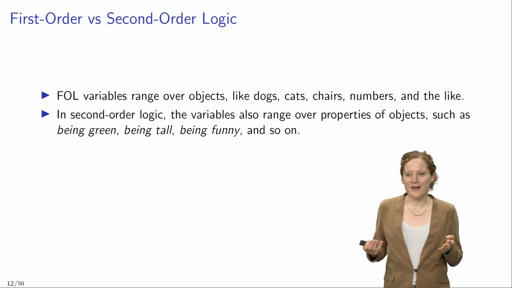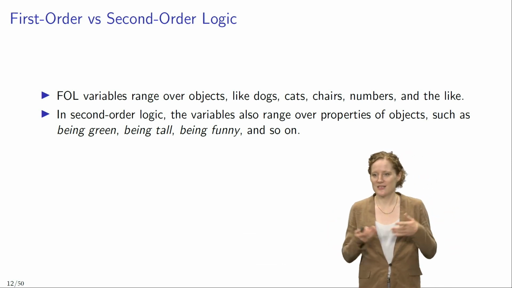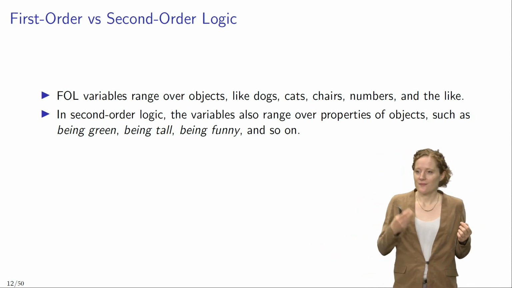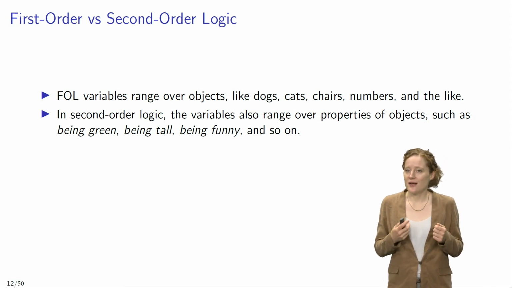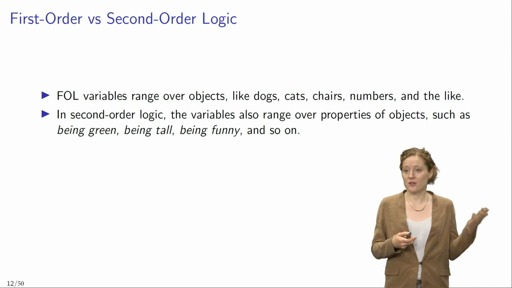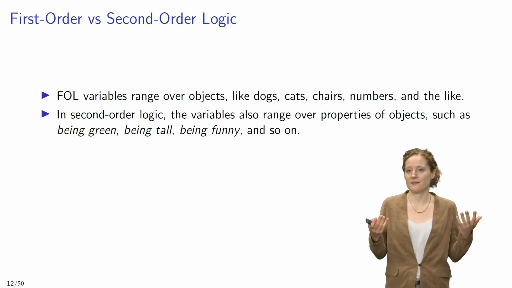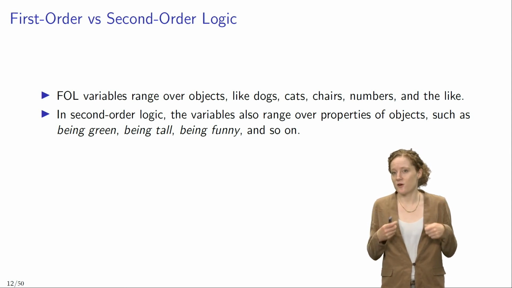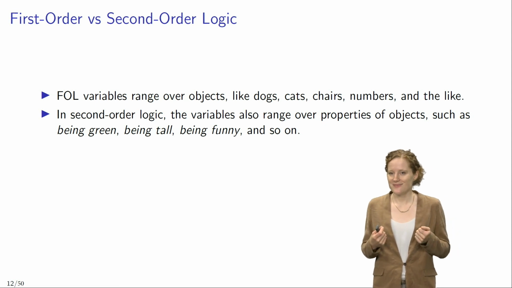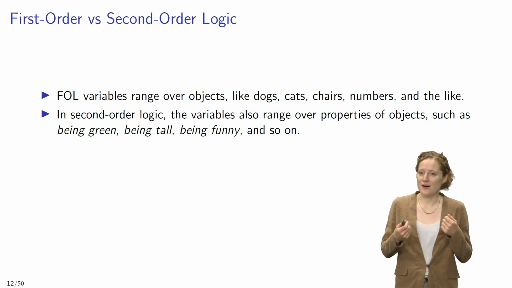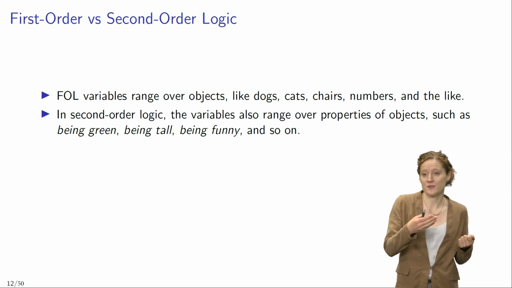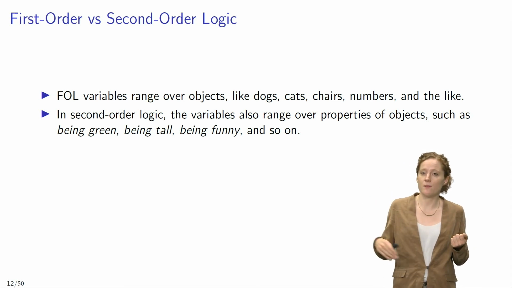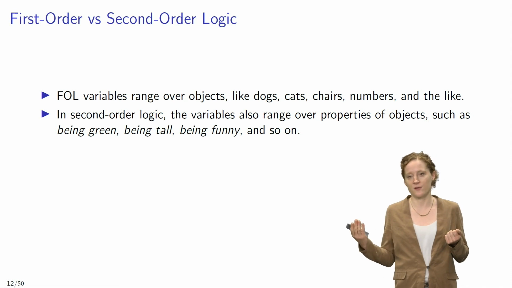Now you may wonder, why do we call FOL FOL? Where is this name coming from? FOL variables, x, y, z, and so on and so forth, range over objects, meaning things like dogs, cats, chairs, numbers, and the like. So that's why we call FOL FOL, which stands for first order logic. In second order logic, the variables also range over properties of objects. So in second order logic, we may have variables that range over properties such as being green, being tall, being funny, and so on and so forth.